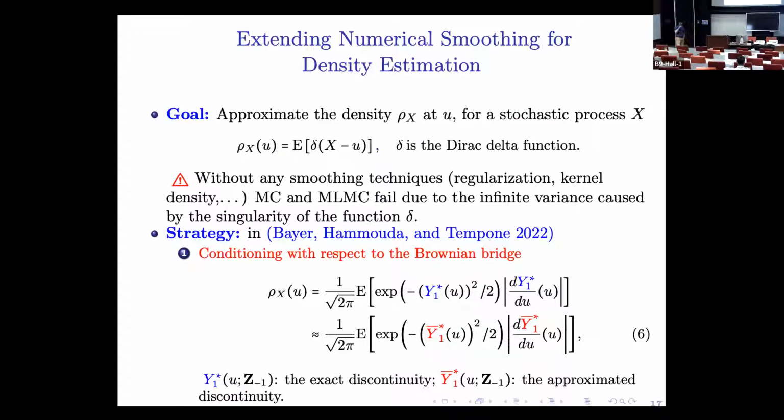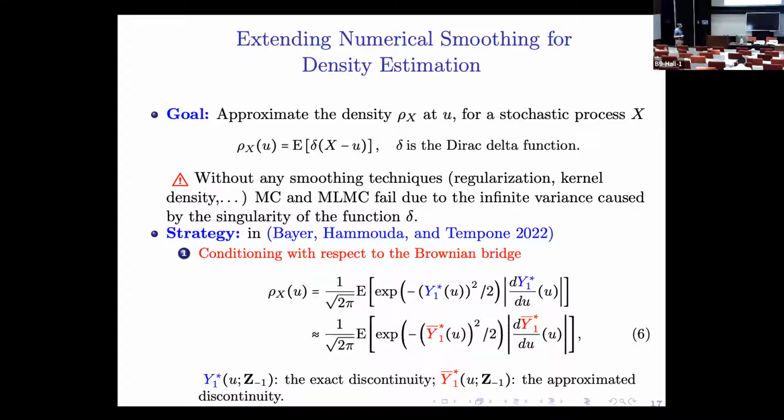Okay, so the second extension is how to extend this idea to density estimation. A density estimation, basically, you can see it as an expectation of a Dirac function, the Dirac delta function. As is known, without any smoothing, regularization or kernel density, Monte Carlo or multi-level Monte Carlo will fail because of the singularity of the Dirac delta function. This will induce infinite variance for your estimator.